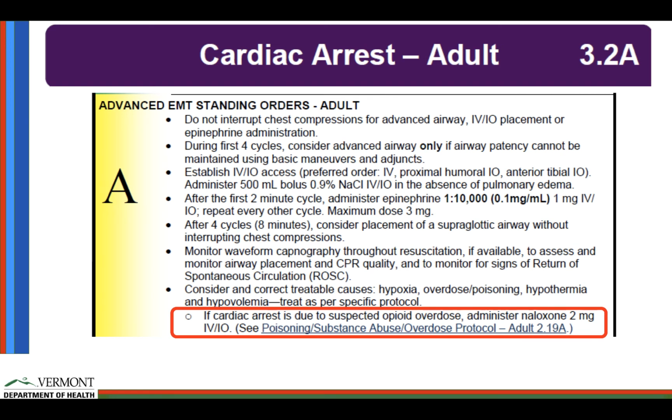Finally, although naloxone generally has no role in the management of cardiac arrest, if the cardiac arrest is due to suspected opioid overdose, administer naloxone 2 milligrams IV or IO. It is sometimes difficult to distinguish between true cardiac arrest and a severely depressed CNS condition associated with opioid overdose. Administration of naloxone in cardiac arrest with suspected opioid overdose may reverse CNS depression if the patient was not in true arrest. Case reports exist of patients who were thought to be in arrest but responded and awakened after naloxone administration.